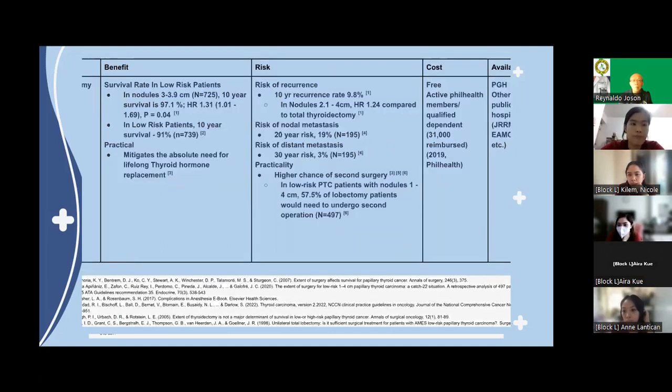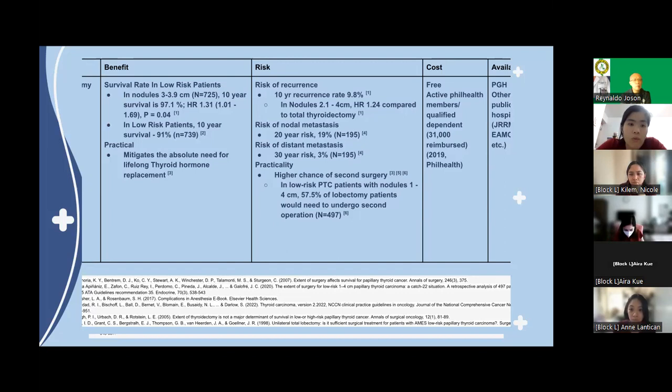Next slide. So for the benefit, risk, cost, and availability of lobectomy, in the same study as earlier, the 10-year survival rate in low-risk patients presenting with stage 1 cancer was 91%. In patients with 3 to 3.9 centimeter nodules, which our patient belongs to, the 10-year survival rate is 97.1%. For the practicality, it mitigates the absolute need for lifelong thyroid hormone replacement.